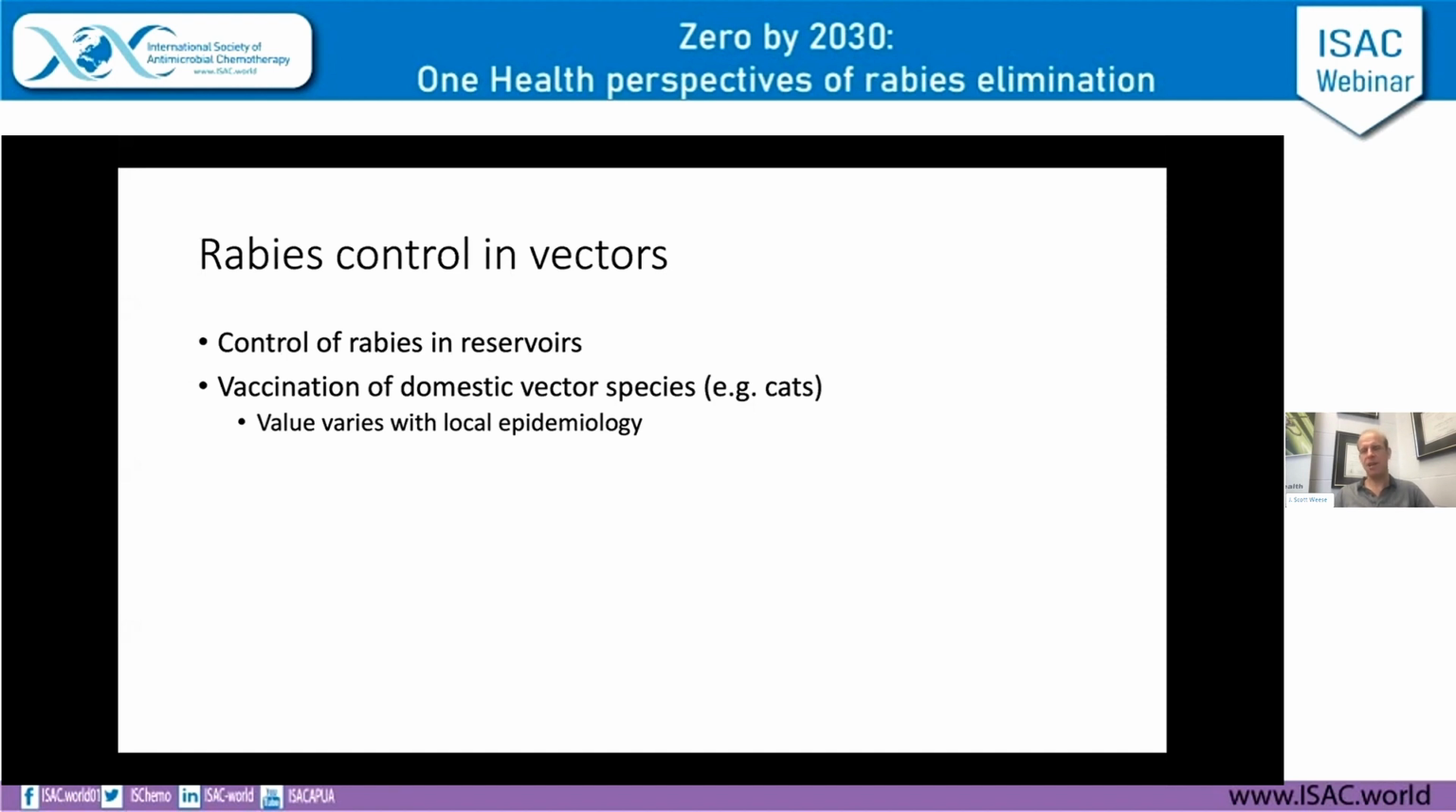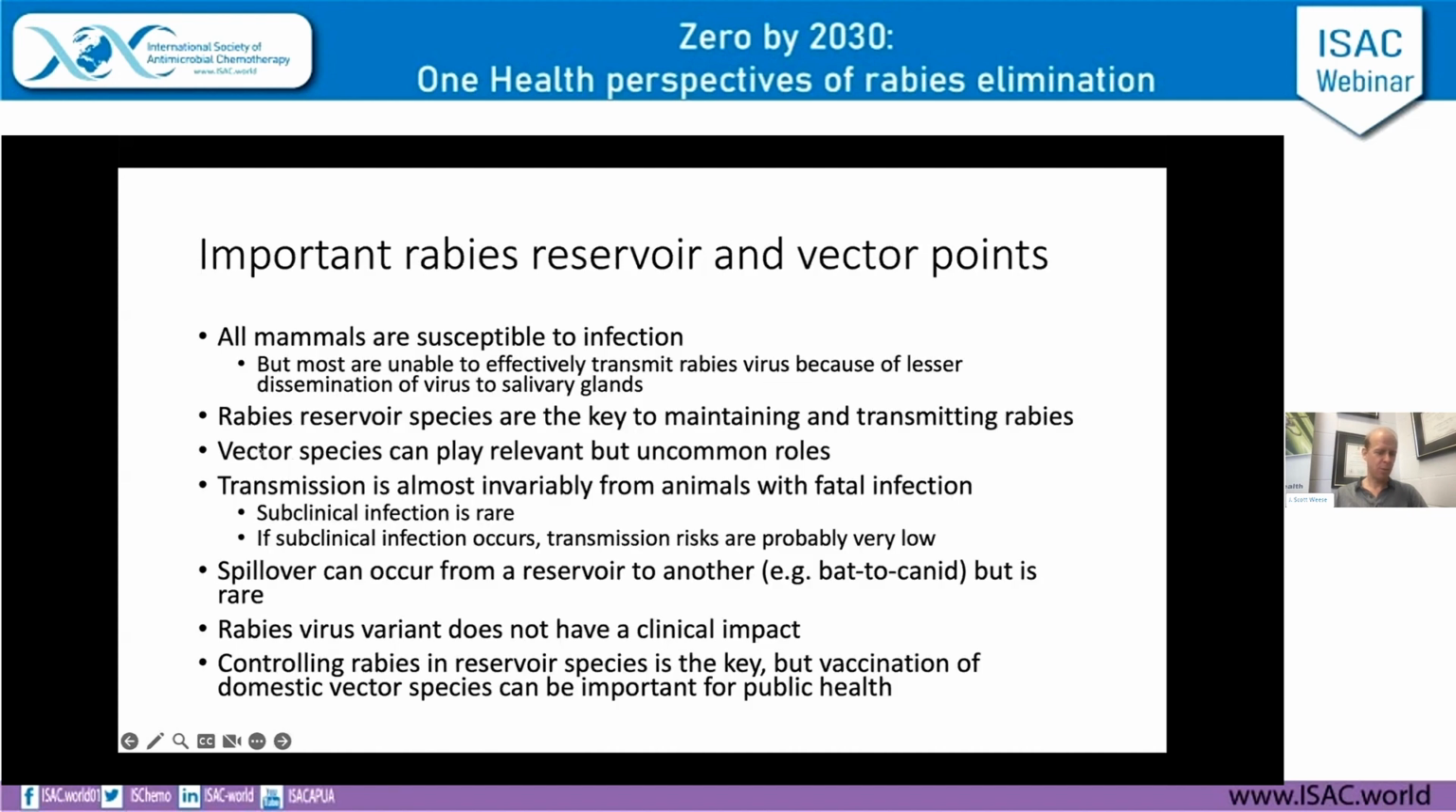But understanding the relative risk from reservoirs and from vectors and thinking where the best economic case can be made for vaccination of reservoir species or vector species. Ideally, we would do them both, but an understanding of the epidemiology in the area is important to understand how much emphasis to put on one versus the other. But vaccination of domestic vector species is an important component in many areas.